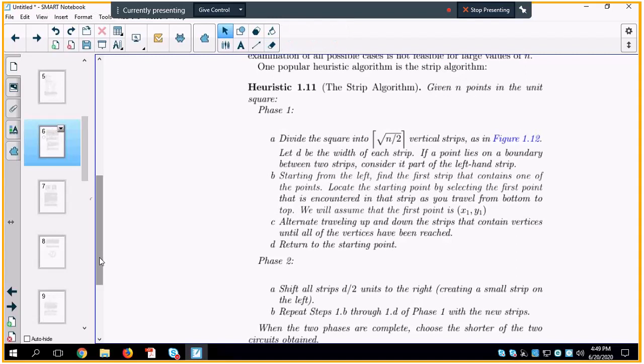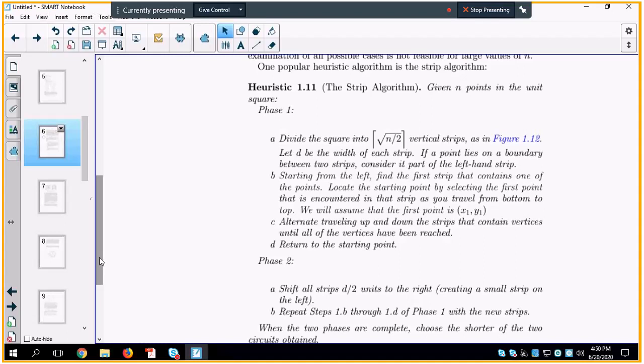So I'm going to read through it, and then on the next slide there are graphics that I think will make it a little clearer. First, remember we're working within the unit square, and we have n points. We're going to divide the unit square into the ceiling of the square root of n over 2 vertical strips of equal width, and let d be the width of each strip. If a point lies on the boundary, we're going to consider it a part of the left strip.